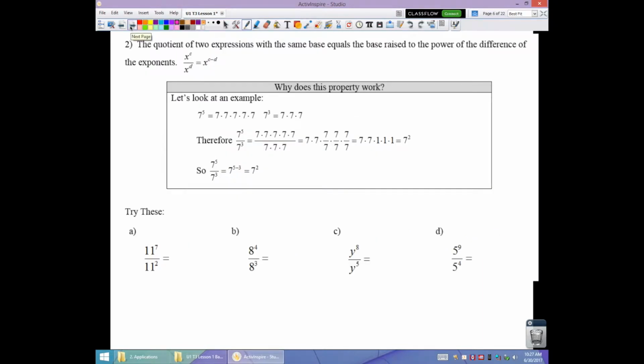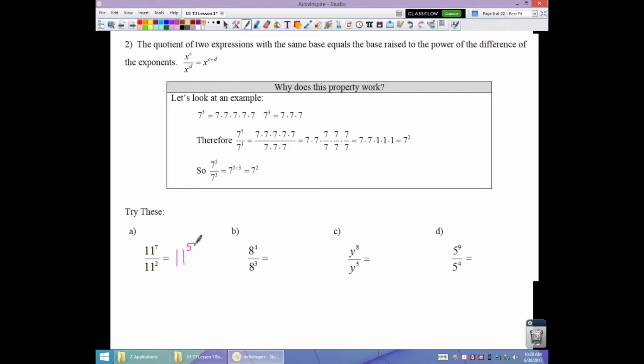Our second rule is called the quotient of powers, and that says if you divide two powers with the same base, you simply subtract their exponents. So in number 2a, we have 11 to the 7th over 11 squared, or divided by 11 squared. So we keep the base, which is 11, and subtract the exponent. 7 minus 2 is 5.